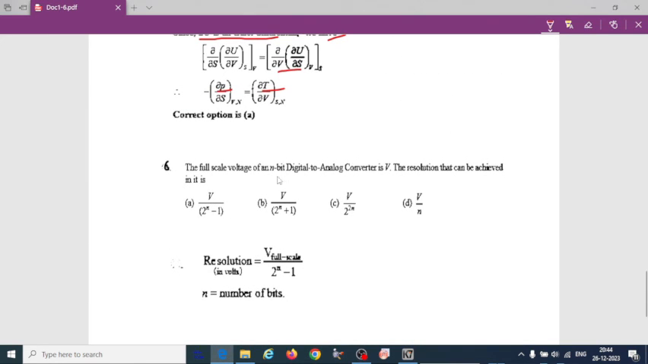The full scale voltage of an n-bit digital to analog converter is V. The resolution that can be achieved in it is. So this is quite easy. The formula for finding the resolution in volts is given by the first option, that is V voltage by 2 to the power n minus 1. N is what here? Number of bits.